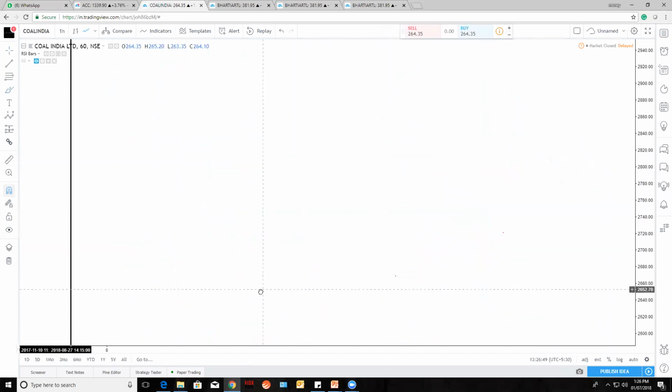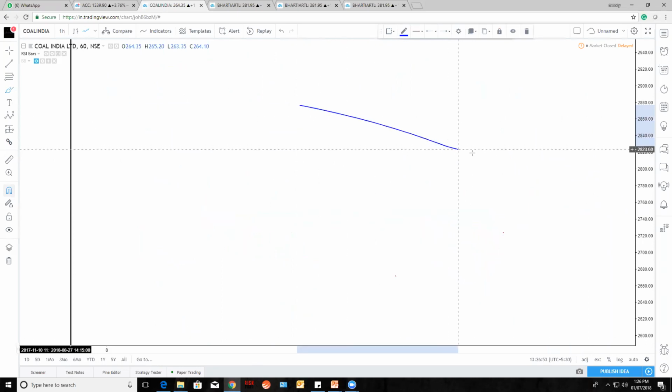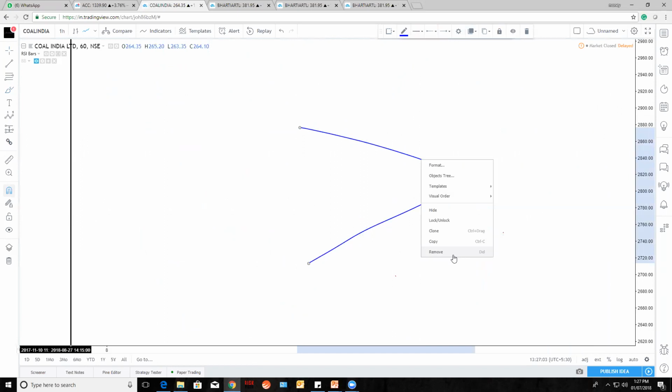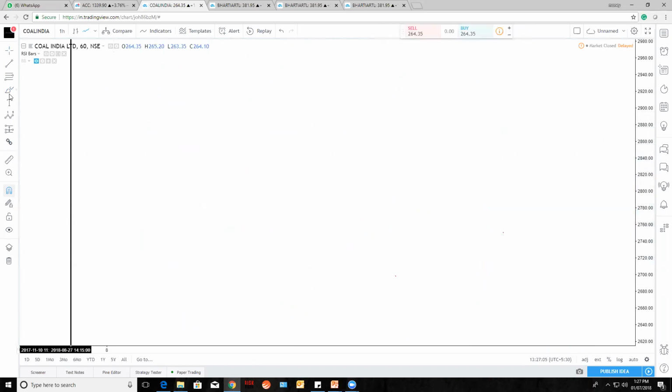Now you go for triangle. You might be aware of the technicals, so you all know what types of triangles there are and how triangles are traded. Let's say here there are three types of triangles.